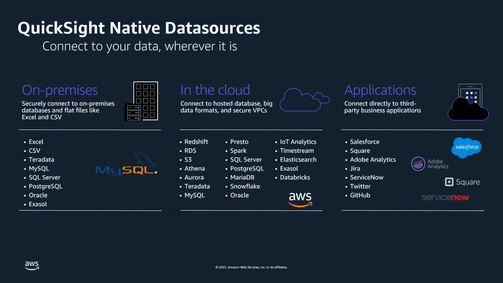Okay. So QuickSight can connect to data on-prem, in AWS, and from SaaS applications. QuickSight is natively integrated with AWS data sources, as well as on-premise and hosted databases and third-party applications. These are some of the native data sources that QuickSight connects to. For the data sources that QuickSight does not connect to natively, we can use Athena Federated Query to connect to those data sources, and that is what we're going to cover today.